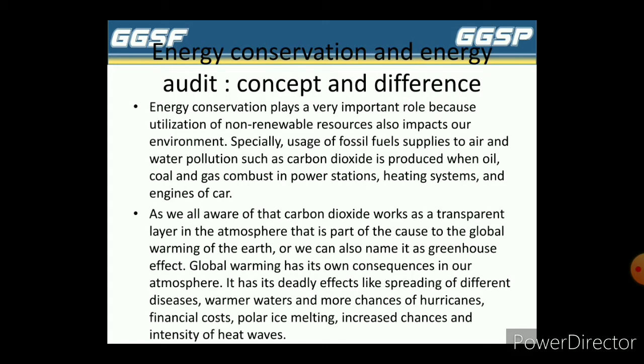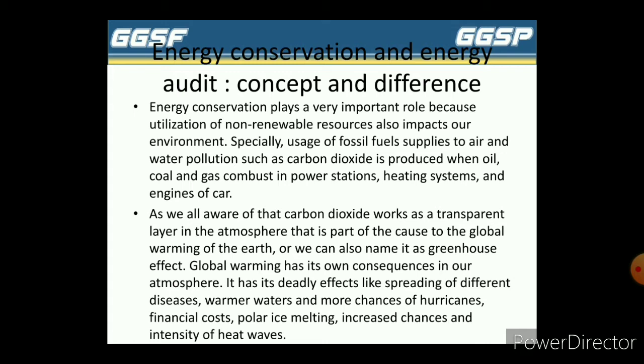Energy conservation and the energy audit, concept and the difference. The energy conservation plays a very important role because of the utilization of non-renewable sources, which also impacts our environment, especially usage of fossil fuels leads to air and water pollution such as carbon dioxide, which is produced when oil, coal and gas combust in the power stations, heating systems and engines of the car.